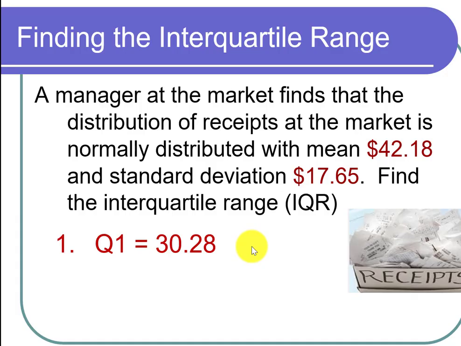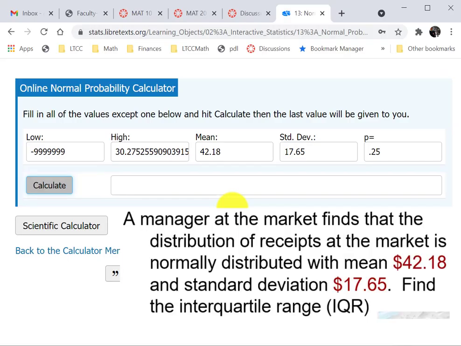So let's go back to the calculator again. So here's our calculator. We want our probability to be 0.75. And in this case, the mean and standard deviation haven't changed. The low is still negative infinity or negative 99999. And the high is what we want because that will be our third quartile. And I hit calculate. And I get 54.0847, etc., or about 54.08.